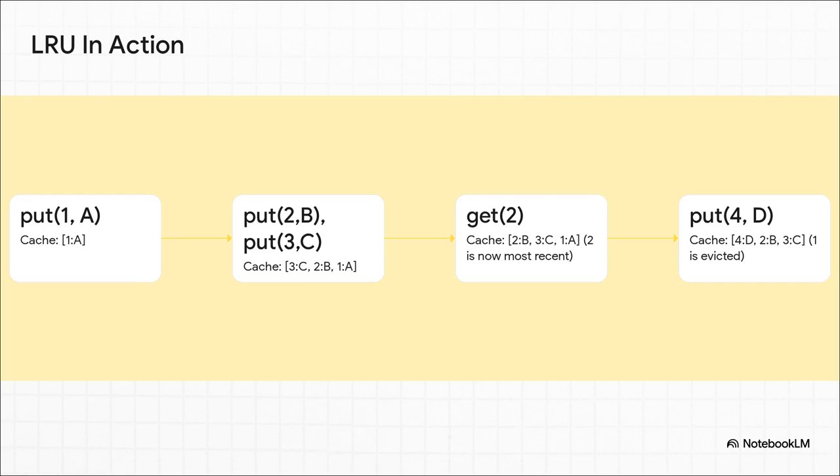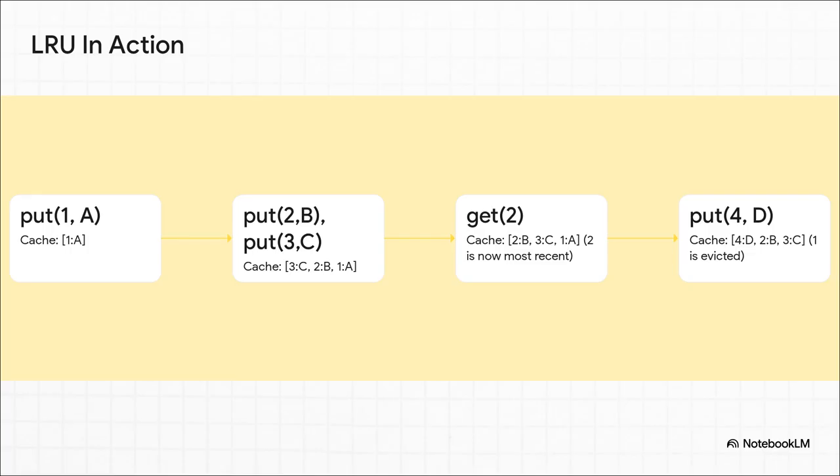Imagine our cache can only hold three things. So step one, we put in item 1. Easy. Cache has 1. Step 2, we put in item 2. Now 2 is the most recent, so it goes to the front. You see, the list is ordered by recency. We do it again with item 3, and it goes to the front. Now here's the important part. In step 4, we access item 2. Watch this. Because we just used it, it jumps all the way to the front of the line. It's now the most recently used.